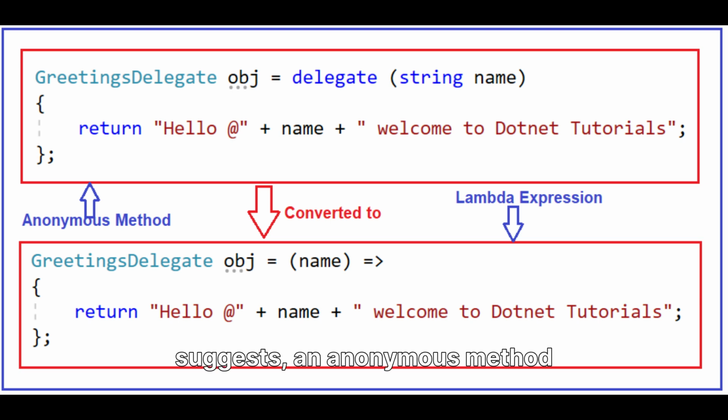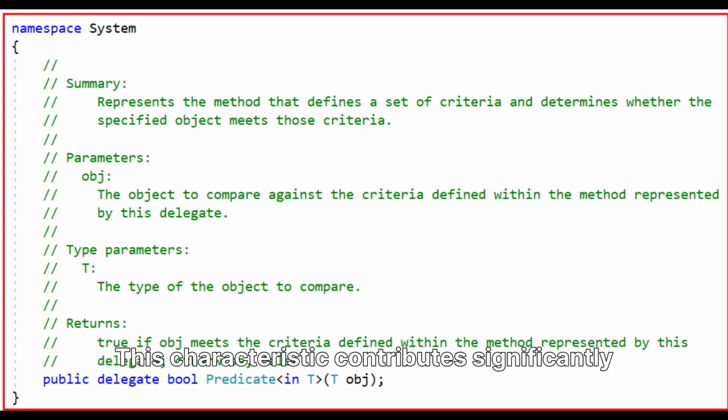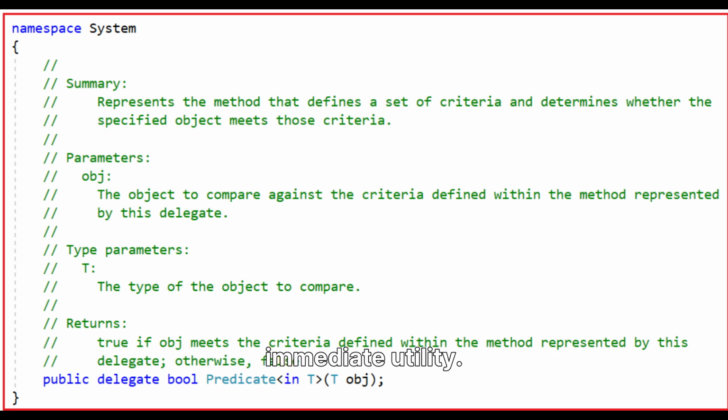As the name clearly suggests, an anonymous method is fundamentally a method that lacks a formal, explicit name or identifier. Unlike traditional named methods, it is defined directly where it is used, making it a unique and powerful construct in C-sharp. Anonymous functions are essentially inline methods, meaning they are defined directly within the code where they are invoked, rather than requiring a separate, distinct declaration block. This characteristic contributes significantly to their conciseness and immediate utility.